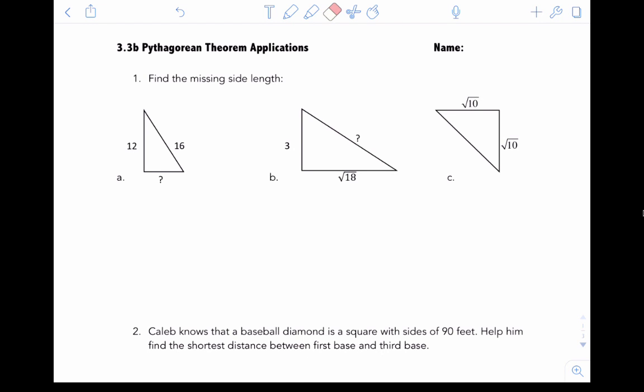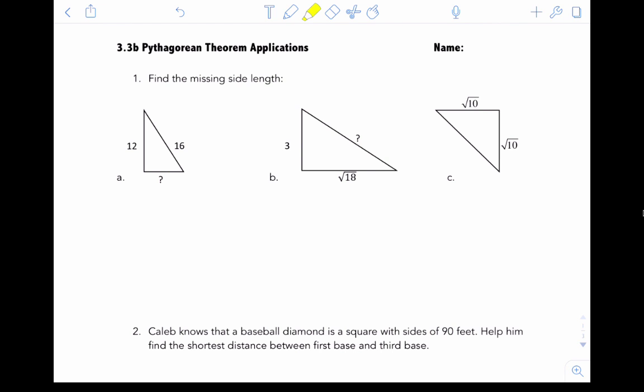I'm going to work through 1A with you today and then number 2 with you today. And you will have to complete the rest on your own. But remember that there is an answer key on Canvas in the same module that you found this assignment.